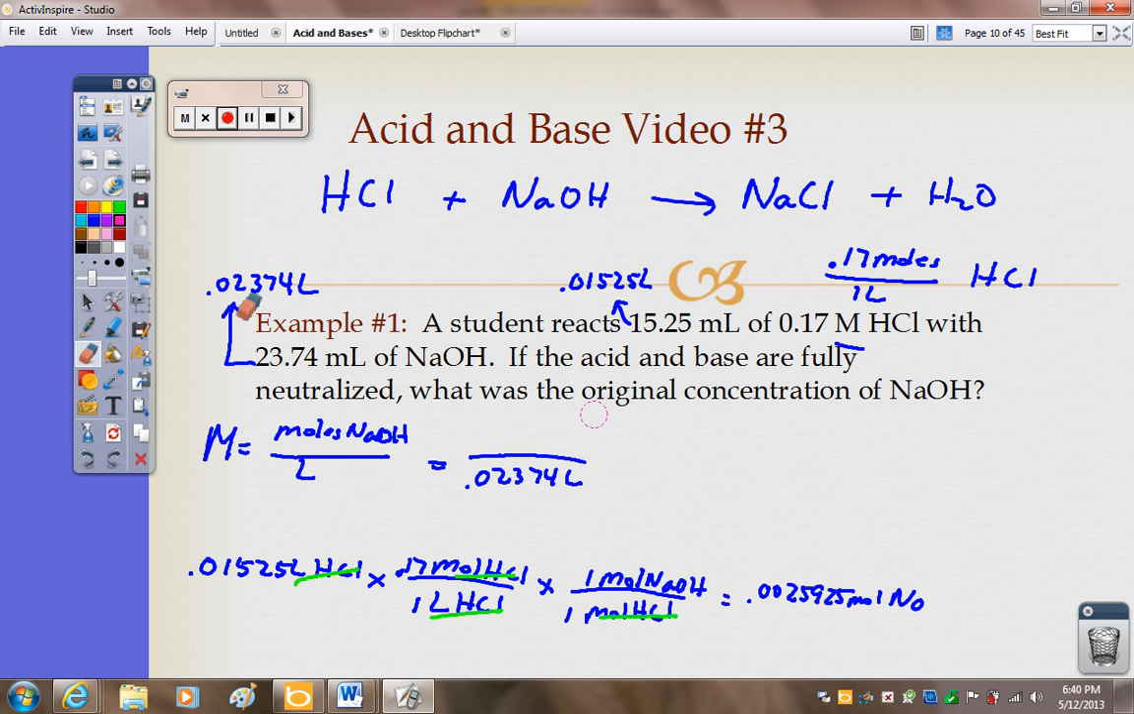NaOH. Now this is going to go up here. So then top divided by the bottom, and I get an answer of 0.11 molar, that's rounded, NaOH as my final answer.